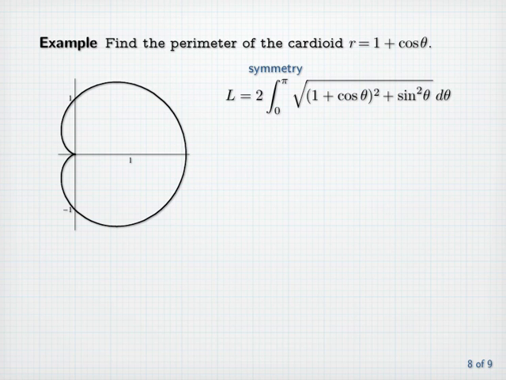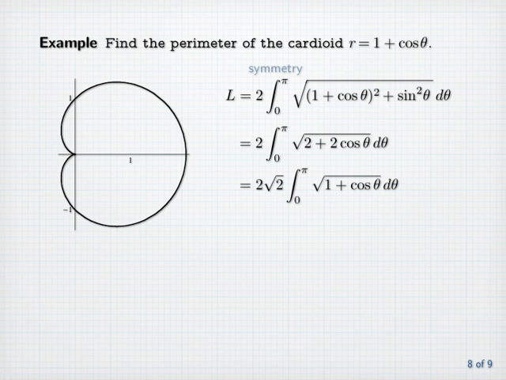Multiplying out (1 plus cosine theta) squared gives 1 plus 2 cosine theta plus cosine squared theta. The cosine squared theta term there plus sine squared theta equals 1, so the integrand becomes the square root of 2 plus 2 cosine theta. And factoring off the square root of 2, we now have 2 root 2 times the integral from 0 to pi of the square root of 1 plus cosine theta d theta.